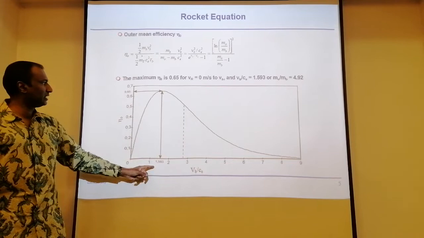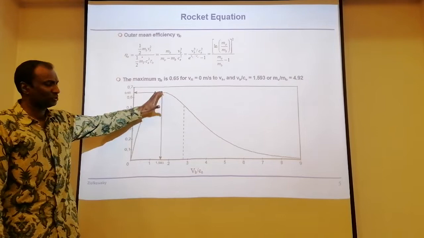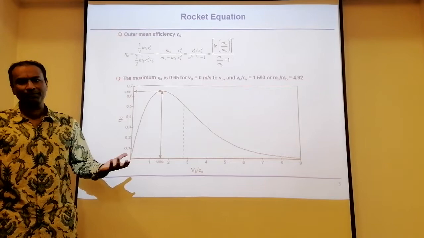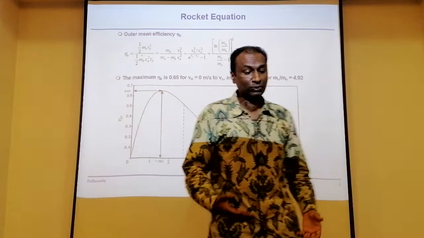Now, the maximum outer efficiency you can see is about 0.65. It is not of a grade. Basically, from 0 to VB. VB is basically at the final stage of your flight, if you look at it. So it goes up, the efficiency. So if you look at it, the efficiency of the rocket is not too much, is it? You're not looking at 90%. You are saying that 0.6, 0.7, you will be dropping below 0.5 actually. That means below 50%.